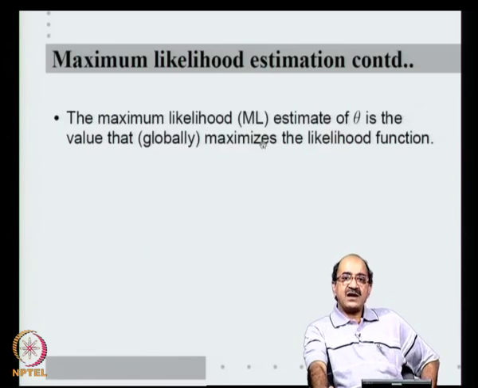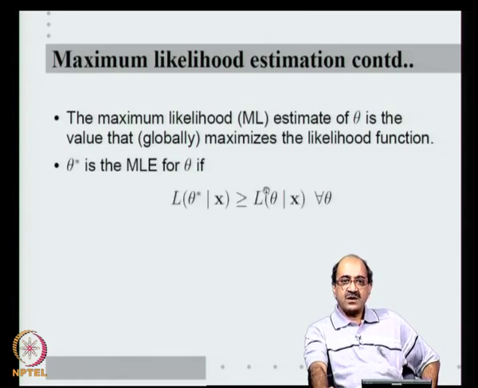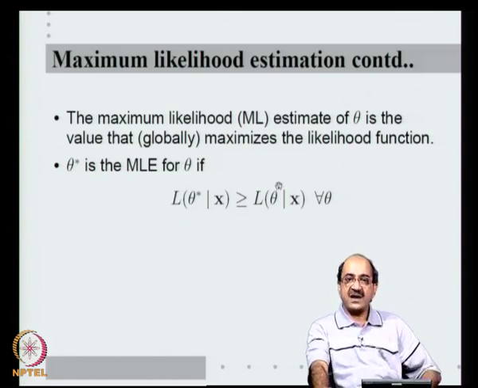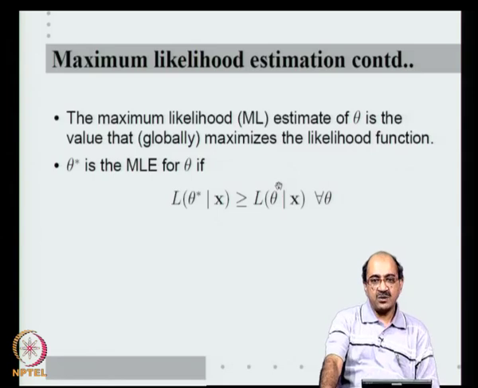So, the maximum likelihood estimate is the value of theta that globally maximizes the likelihood. I said we look at the likelihood function as a function of theta. So, theta star is the MLE, that is the maximum likelihood estimate for theta, if L of theta star given x is greater than or equal to L of theta given x for all theta. So, the value of theta that globally maximizes the function L theta given x is called the maximum likelihood estimator.